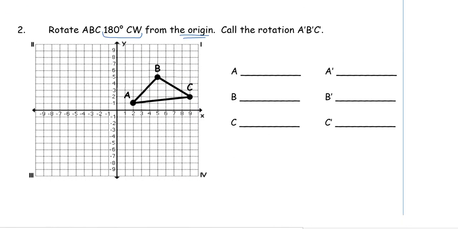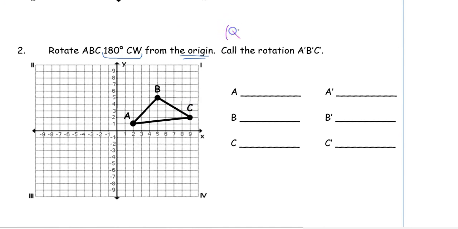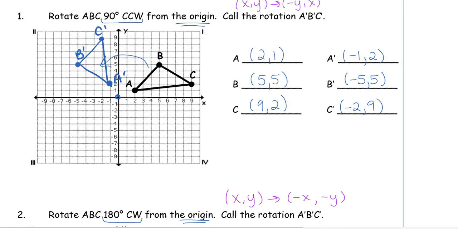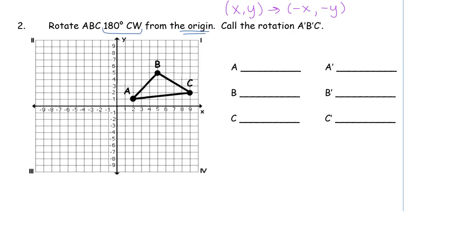So the rule I'm going to follow here, if my original points are at (x, y), we go to (negative x, negative y), or opposite of x, opposite of y. We are at the exact same points that we had above, so we can actually just copy down those A, B, C values. We're starting with the exact same image, so A is still at (2, 1), B is still at (5, 5), and C is still going to be at (9, 2).